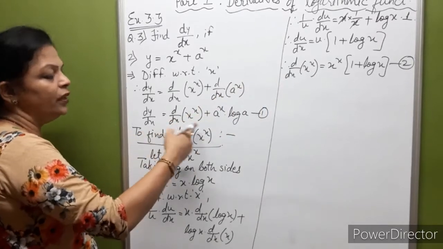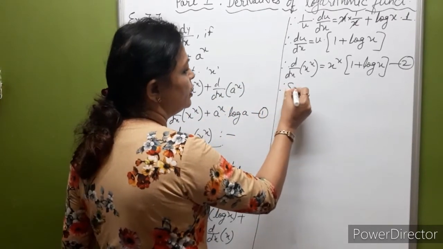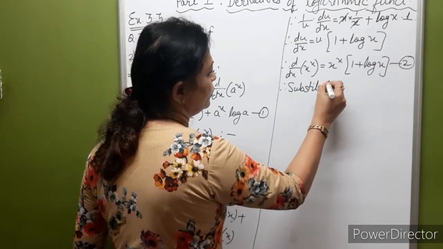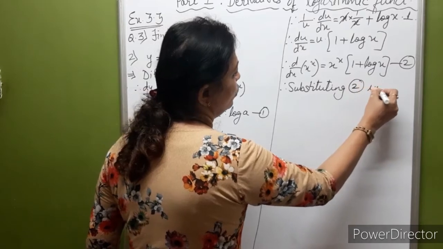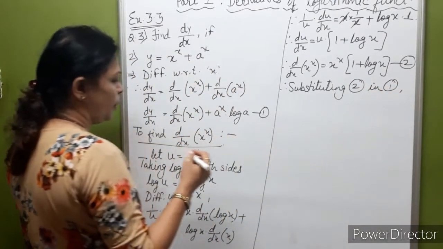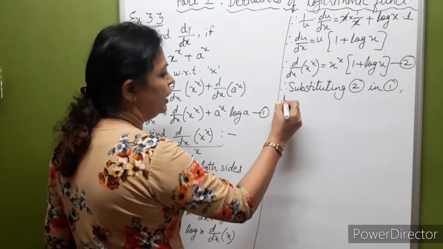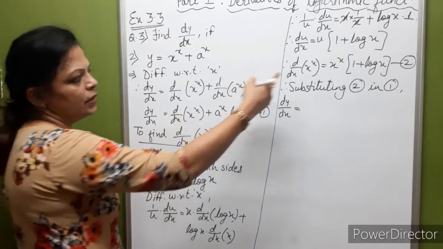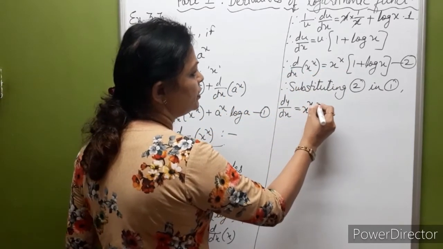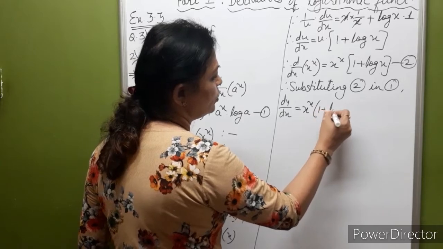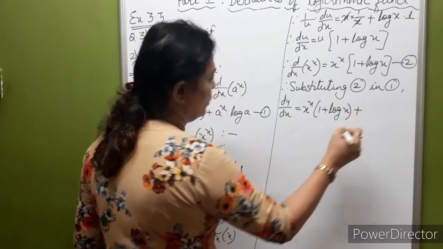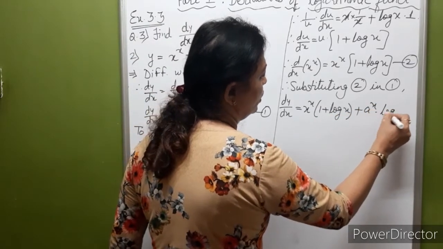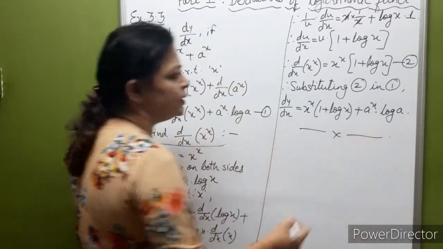So substitute 2 in 1. Therefore substituting 2 in 1, you get dy by dx is equal to the derivative of x raised to x, that is x raised to x into 1 plus log x, plus this term a raised to x into log a. That completes your second sum.